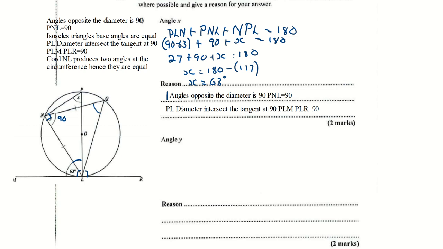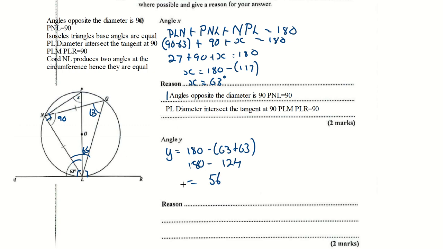Angle Y. Right, now if this is 63, then here is also 63. Why? Because chord NL is producing this angle and this angle here. This is an isosceles triangle, so therefore this angle here is also 63. So angle Y would be equal to 180 minus 63 plus 63, which is 180 minus 126, which is equal to 54.